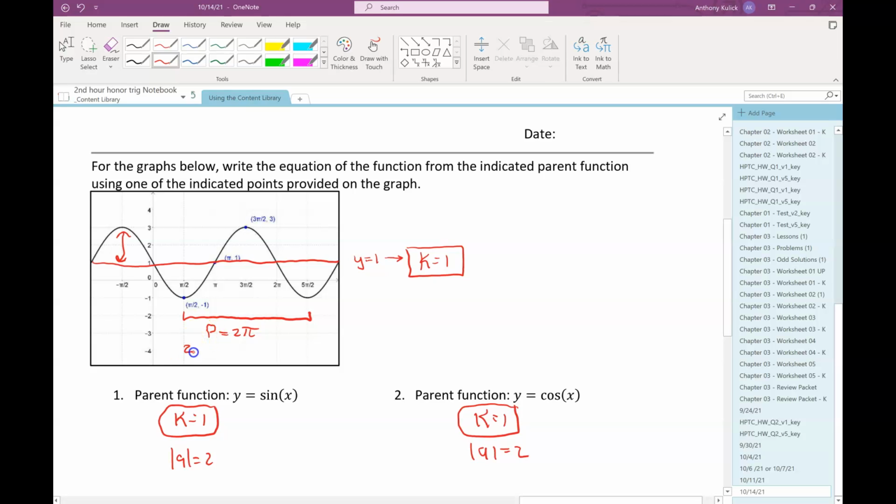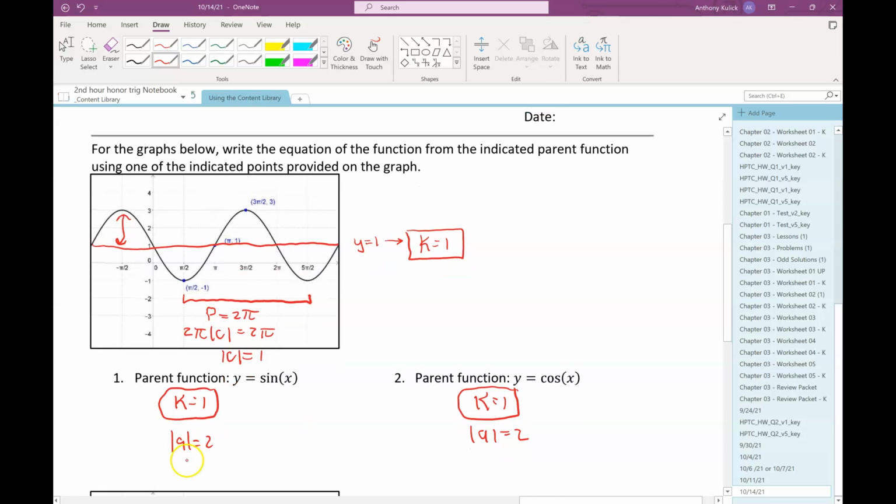So I know that the period is 2 pi times the absolute value of c. So I know the absolute value of c is just going to be 1 in this case. And we'll just pick the c to be positive every single time.